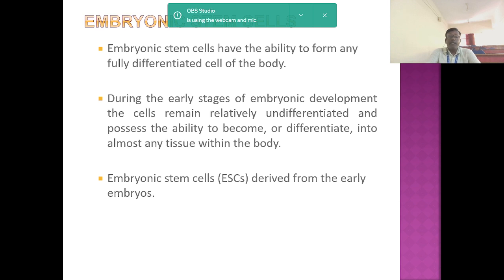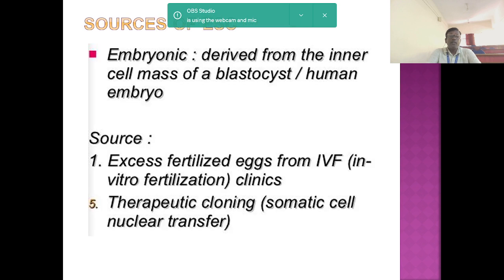Embryonic stem cells have the ability to form any fully differentiated cell of the body. During the early stages of embryonic development, the cells remain relatively undifferentiated and possess the ability to differentiate into almost any tissue within the body. Embryonic stem cells are derived from early embryos. What are the sources of embryonic stem cells? One is the inner cell mass of the blastocyst of the human embryo. Other sources are excess fertilized eggs from in vitro fertilization, or the therapeutic SCNT method.